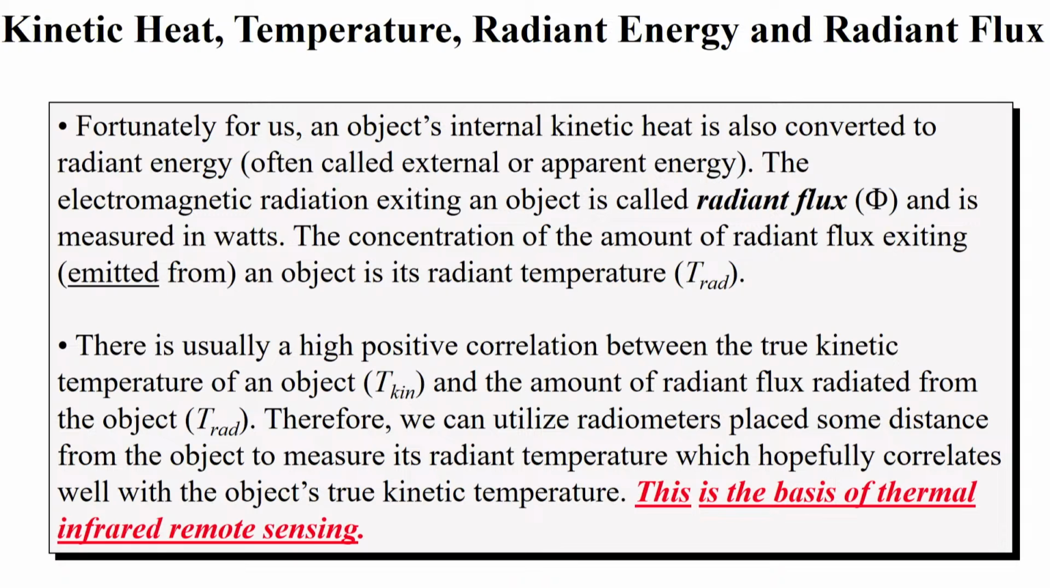There is usually a high positive correlation between the true kinetic temperature of an object and the amount of radiant flux radiated from the object. The same thing we were talking about, the relation between the kinetic temperature and the radiant temperature. So, we can utilize radiometers placed some distance from the object to measure the radiant temperature. Now, when the radiant temperature is measured, by using the correlation, one will be able to find out the kinetic temperature.